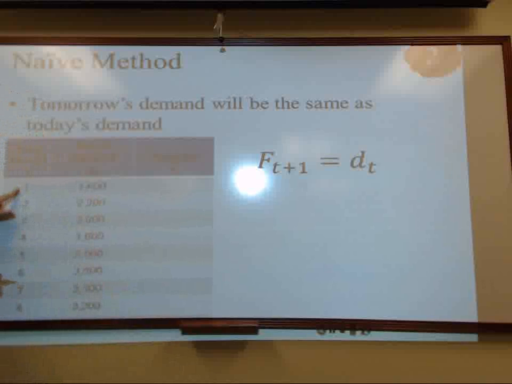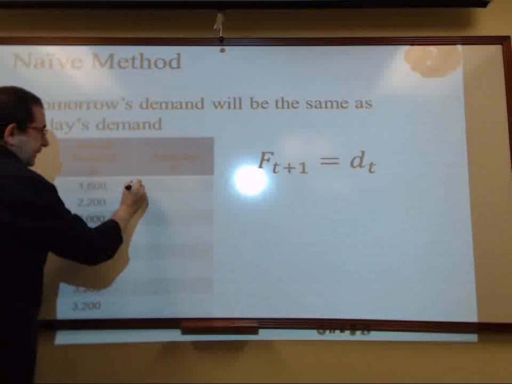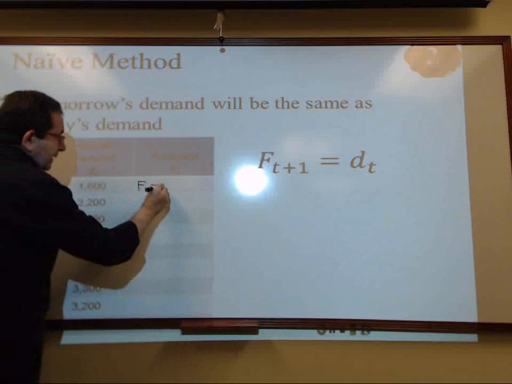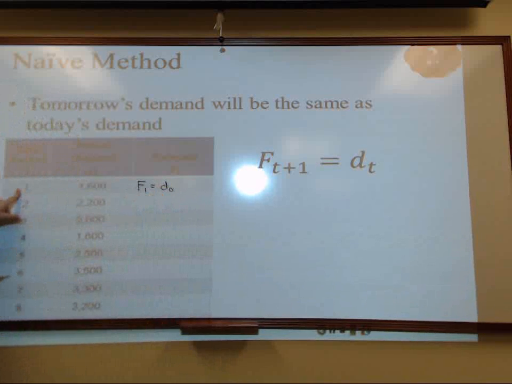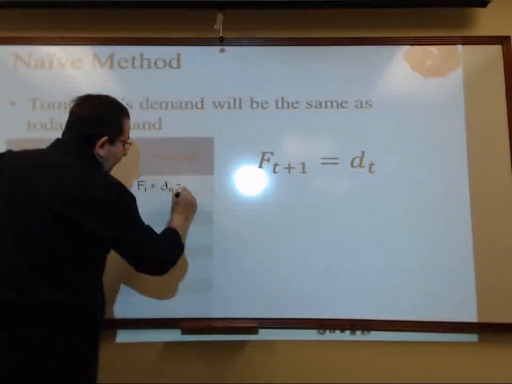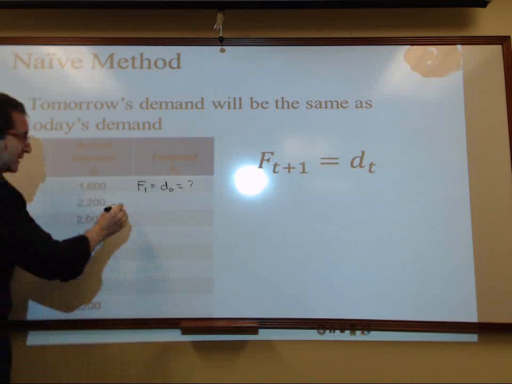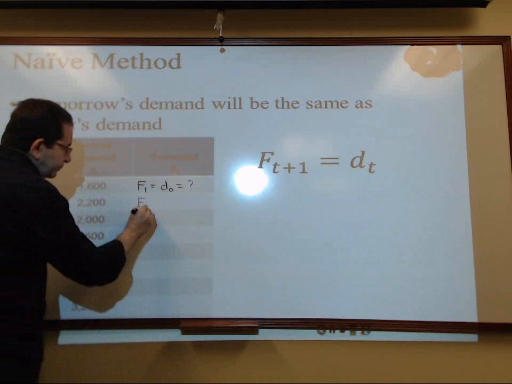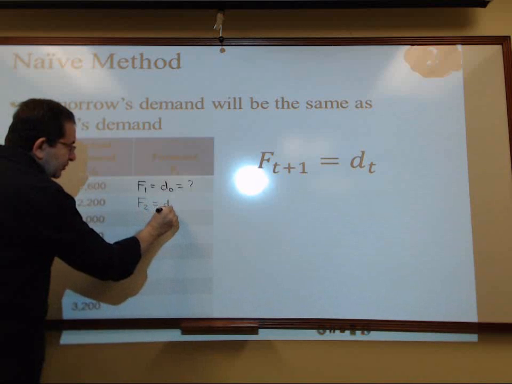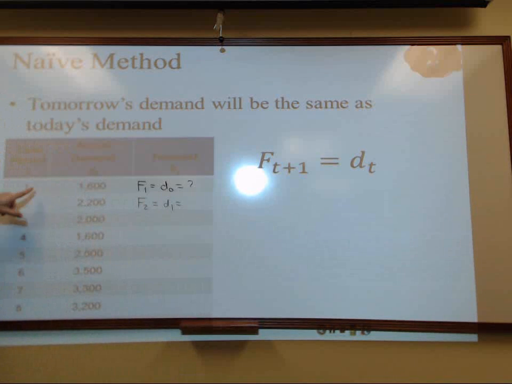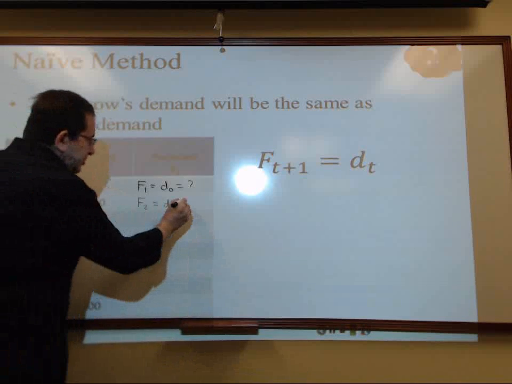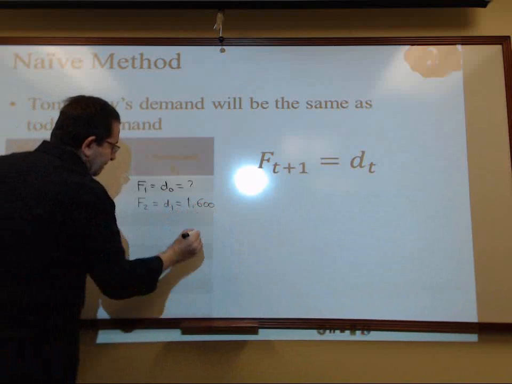So as a result, for period 1, F1, we need to know what happened in period 0. However, we don't have that information, so we cannot forecast period 1, okay? So the earliest period we can forecast is period 2, okay? So forecast for period 2 will be equal to D1, okay? So what is D1? D1 is 1600, okay?